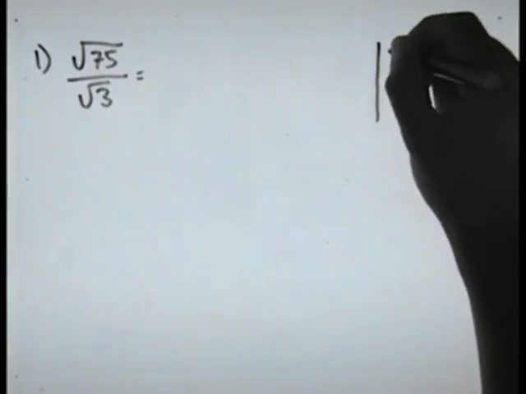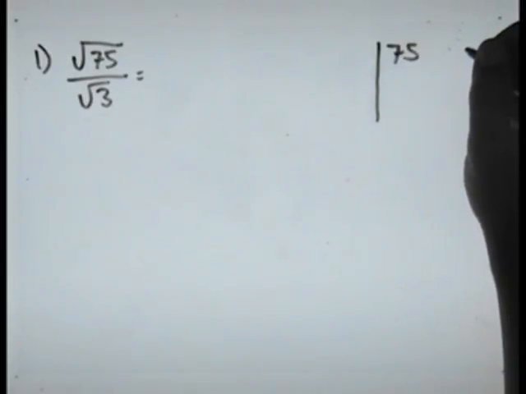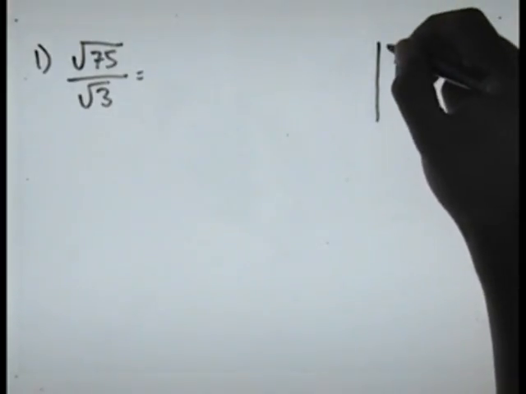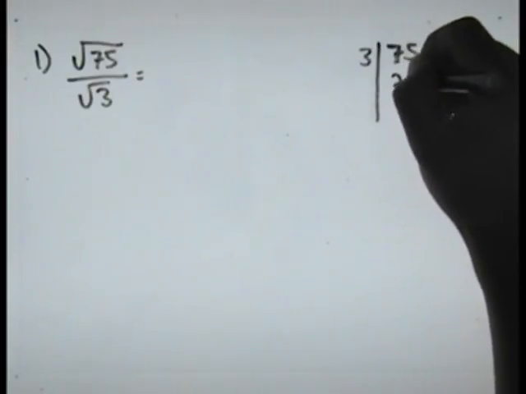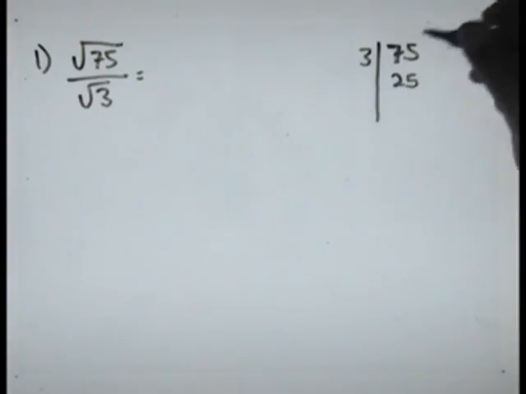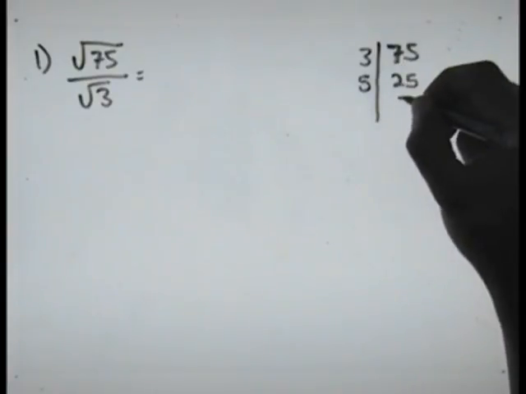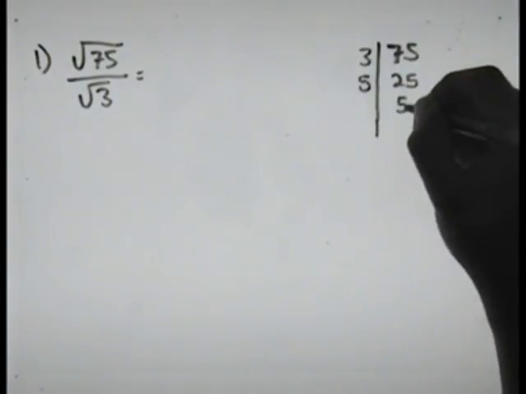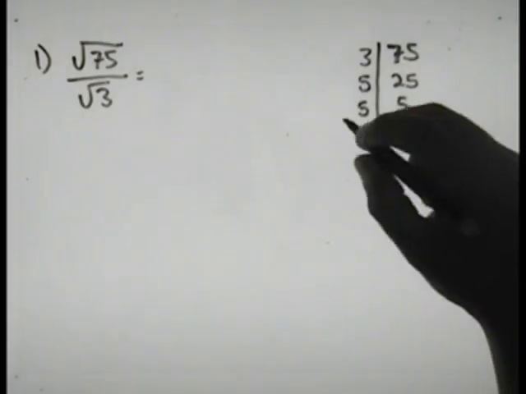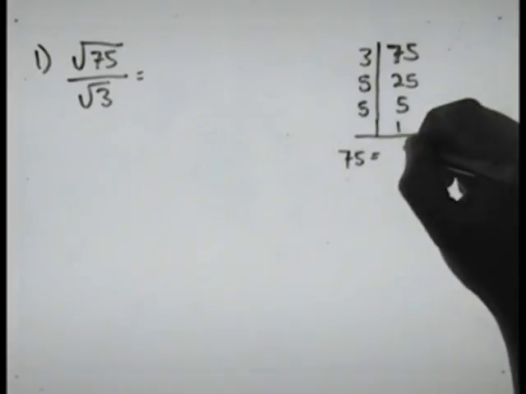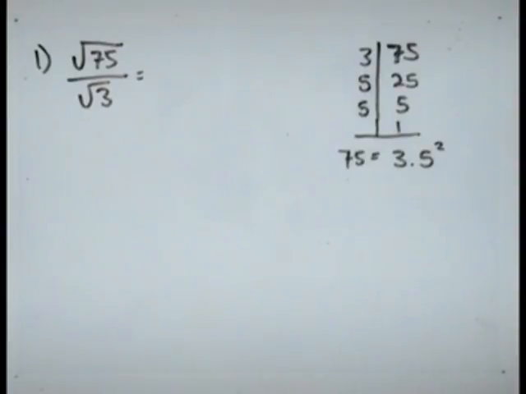What I'm going to do is take 75 and break it down into its simplest prime form. First, the smallest prime number that goes into 75 is 3 and it goes 25 times. The smallest prime number that goes into 25 is 5 and it goes in 5 times. And again, the smallest prime number into 5 is 5 to 1 and we stop there. That means that 75 is equal to 3 times 5 squared.